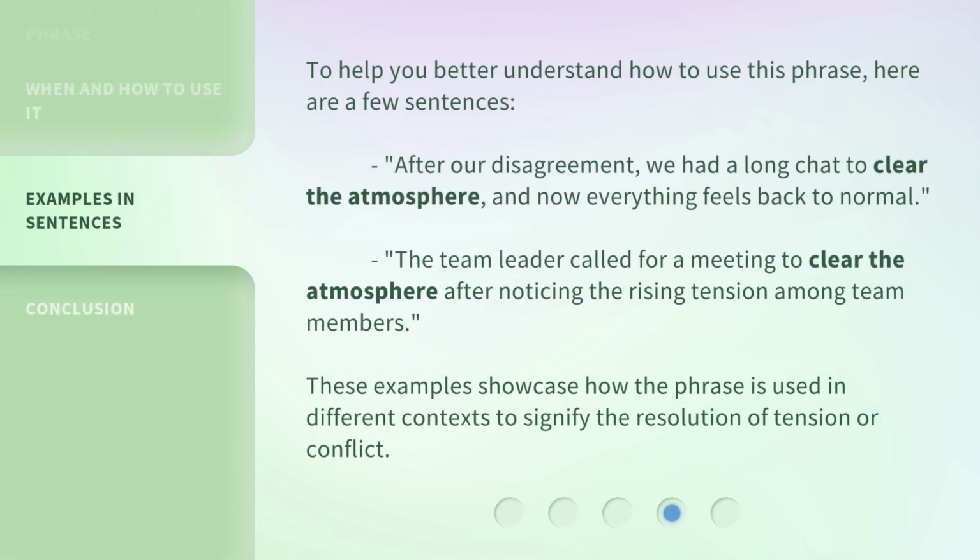To help you better understand how to use this phrase, here are a few sentences. After our disagreement, we had a long chat to clear the atmosphere, and now everything feels back to normal. The team leader called for a meeting to clear the atmosphere after noticing the rising tension among team members. These examples showcase how the phrase is used in different contexts to signify the resolution of tension or conflict.